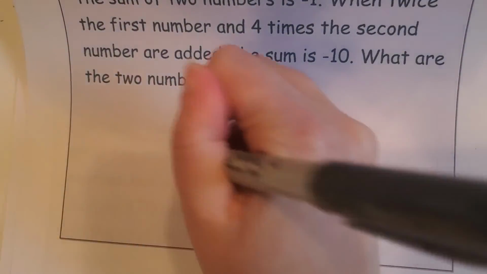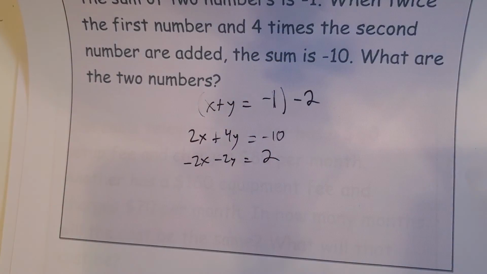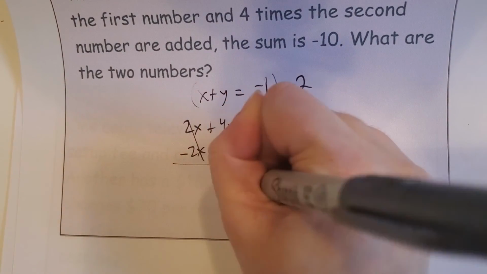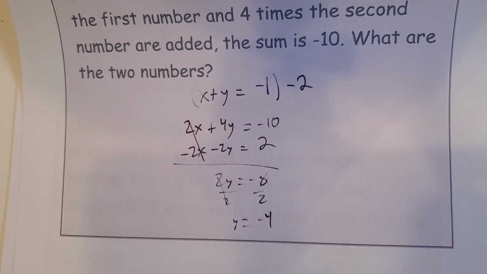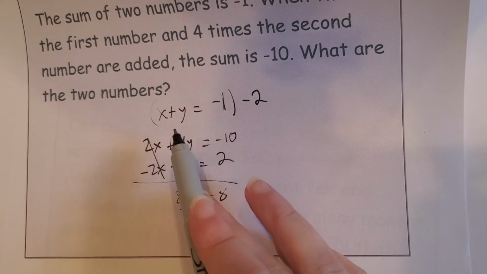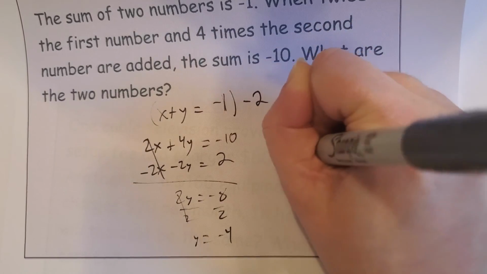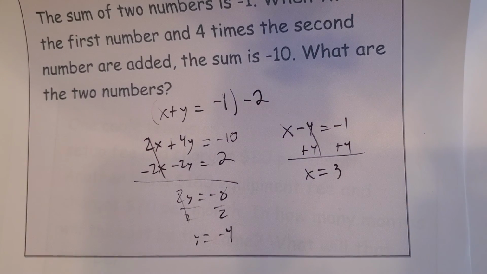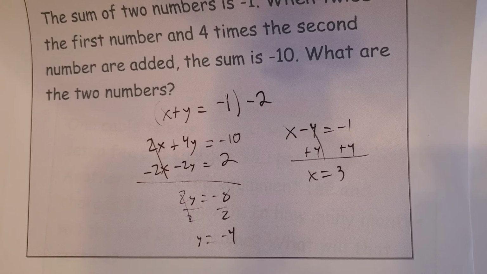Okay? So this is -2x minus 2y is +2. The x is eliminated. 2y is -8. Y is -4. And then if we plug that back into the first one, x minus 4 is -1. So x is 3.